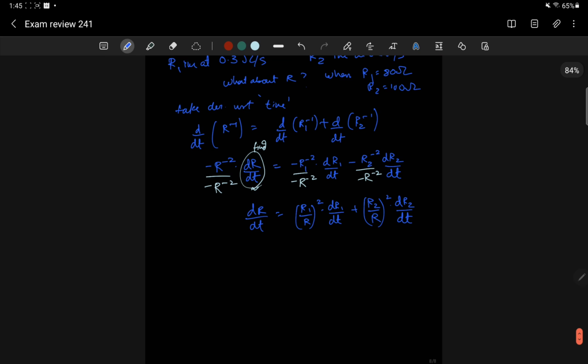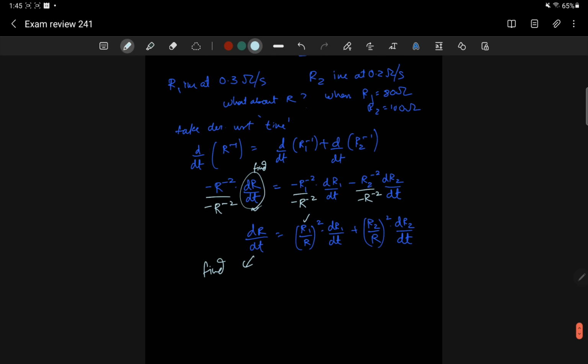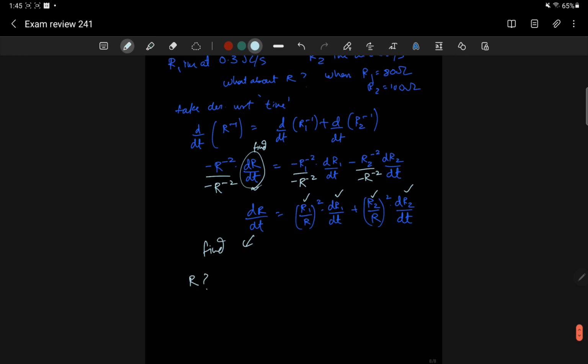Okay, so let's see, what do we know? We find this is what we're trying to do. We know R1, yeah, it's 80. We know R2, we know dR1 over dt, dR2 over dt. Oh wait, we don't know R. So we need to find R. But we know 1 over R is 1 over R1 plus 1 over R2, which is 1 over 80 plus 1 over 100.